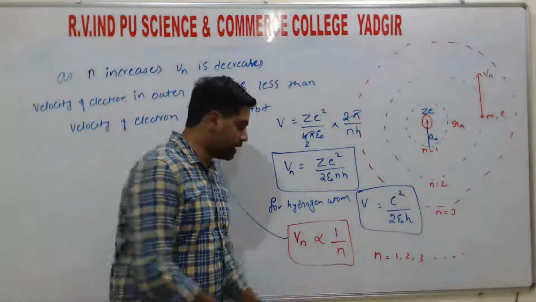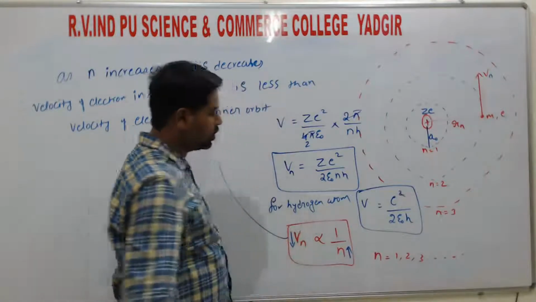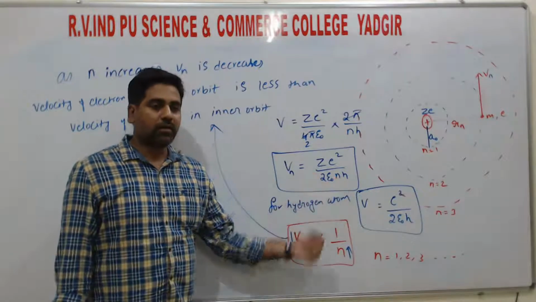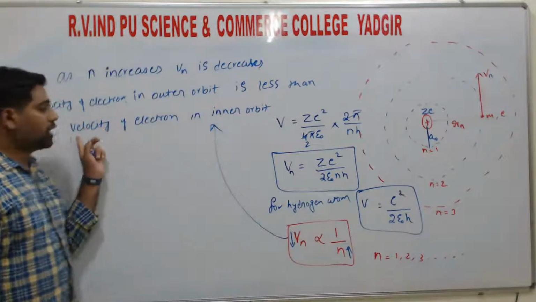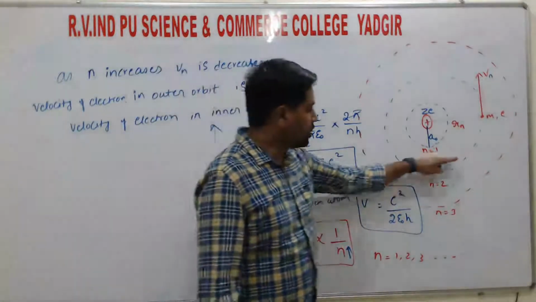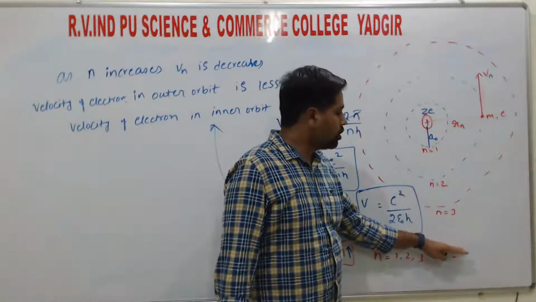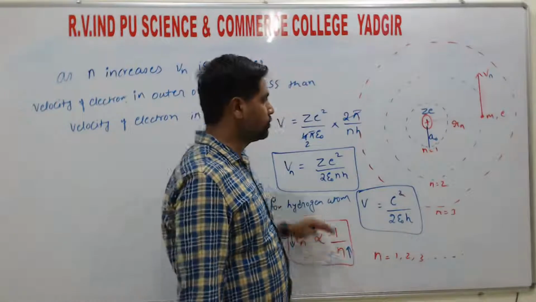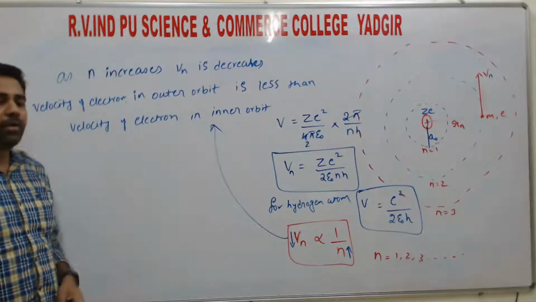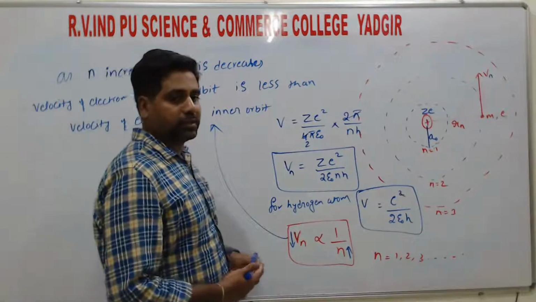As n value increases, the Vn value goes on decreasing, because all other terms here are constant values, right? So we can conclude this statement by using this relation. In the outer orbits, the velocity of the electron goes on decreasing as compared to that of the inner orbits, right? So this is about the velocity of the electron which is revolving around the nucleus, right?